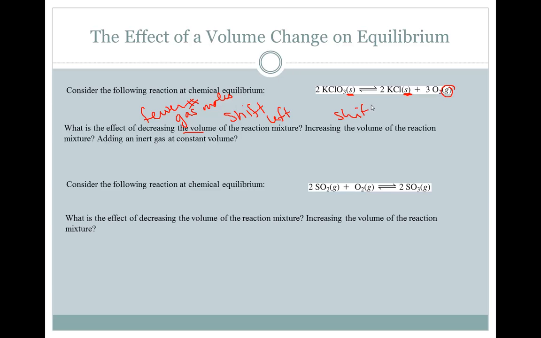It's going to go to the side with the more gas molecules. Adding an inert gas at constant volume is different than what we've talked about before. Remember, these are ideal gases, and according to Dalton's law of partial pressures, adding more gases doesn't affect the overall pressure. And since it's at a constant volume, there is no change, because there's no change in pressure nor change in volume.